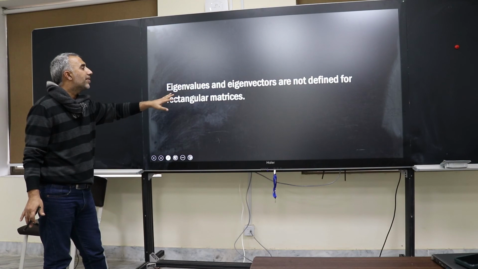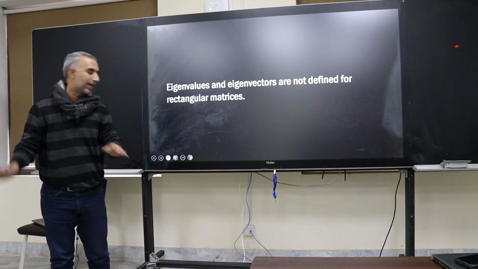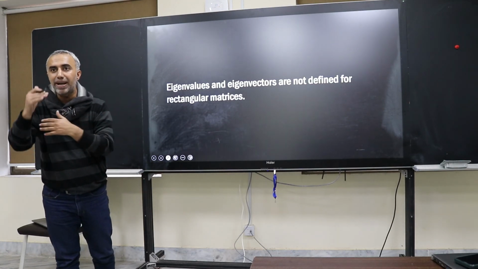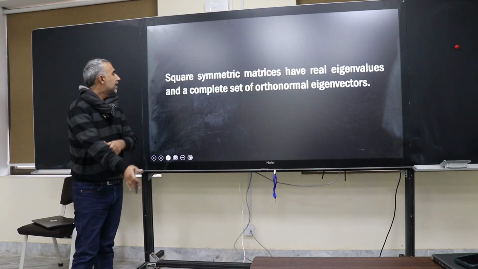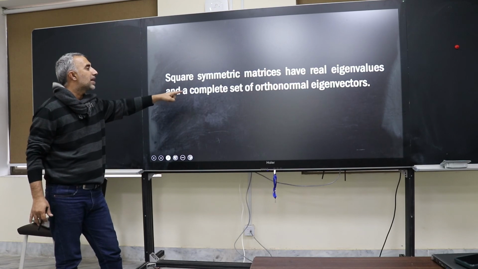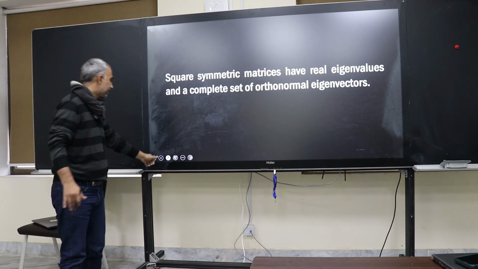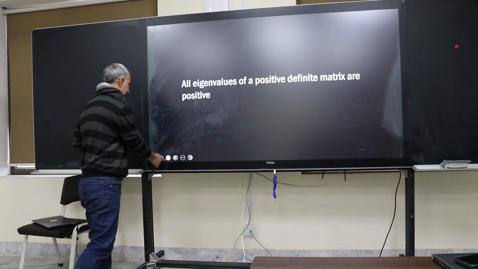Eigenvalues and eigenvectors are not defined for rectangular matrices, only for square matrices. I already explained. In the case of rectangular matrices, you can deal with the data, but you need to split it into square matrices. Square symmetric matrices have real eigenvalues and a complete set of orthonormal eigenvectors. You need to study it. All eigenvalues are positive for a positive definite matrix.